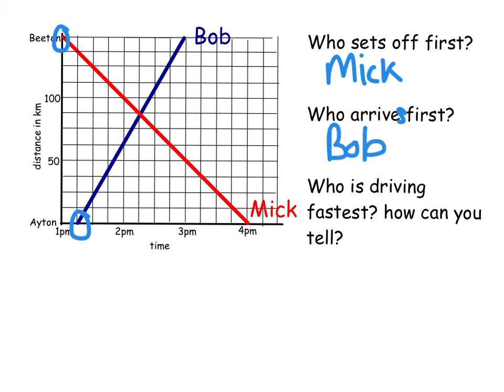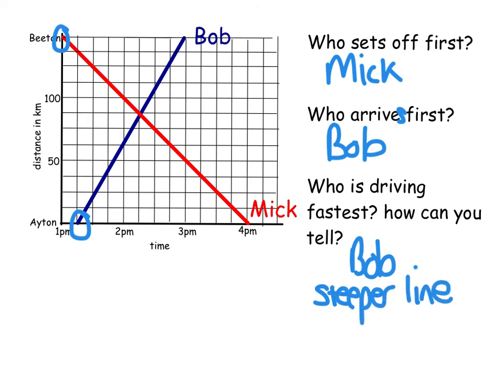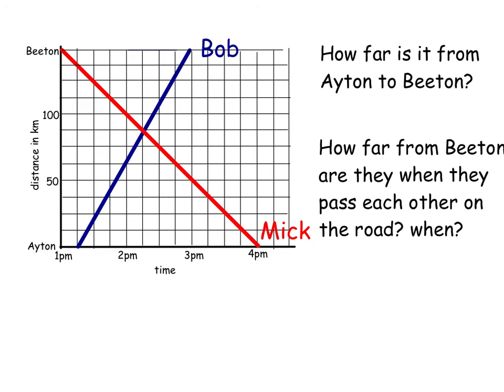And then it says, who's driving fastest? Well, clearly it's Bob. He left later and got there before the other guy, but then just looking at the steepness, again, Bob was going fastest. So Bob, because it's got a steeper line. Okay, and remember that steeper line means the fastest part of the journey. Then the last thing's like, how far is it between the 2 towns? So that's looking at your distance column. So following the pattern, every 4 boxes is worth 50. So that makes Beaton worth 150 kilometres. So the towns are 150 kilometres apart.